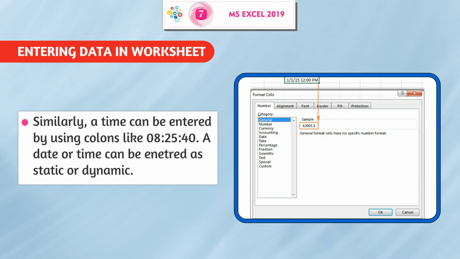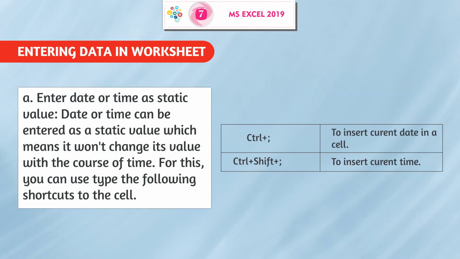A date or time can be entered as static or dynamic. A. Enter date or time as static value. Date or time can be entered as a static value, which means it won't change its value with the course of time. For this, you can type the following shortcuts to the cell.